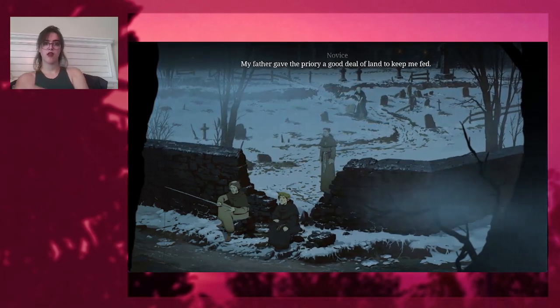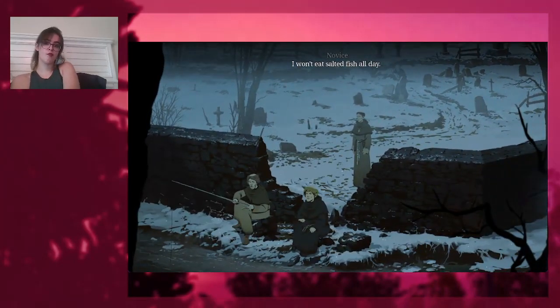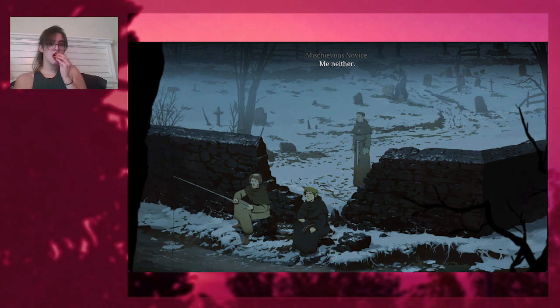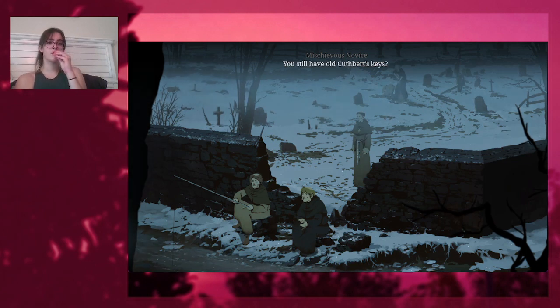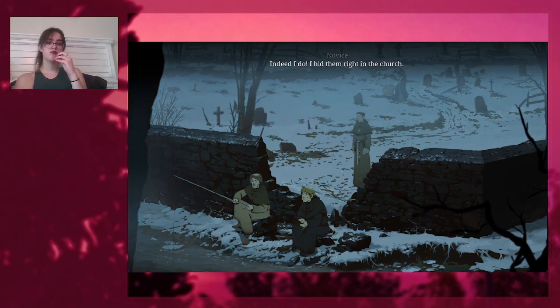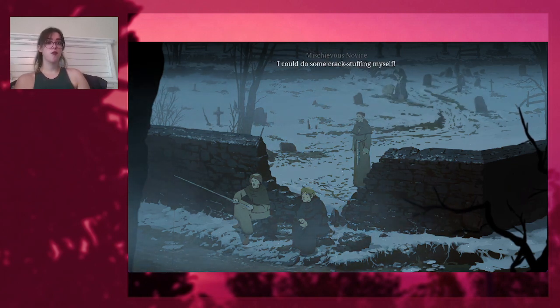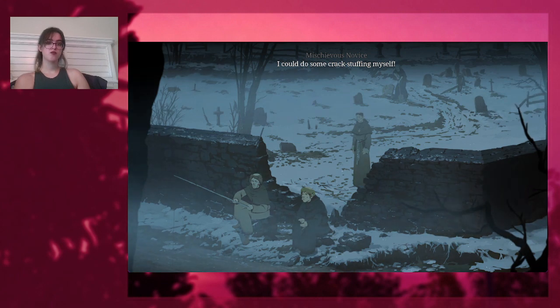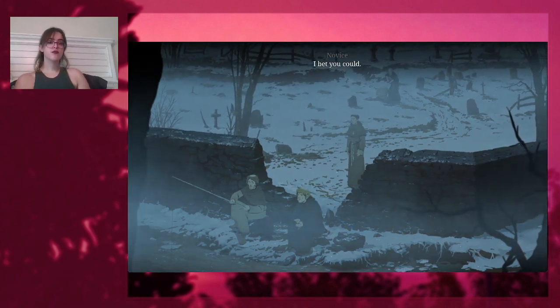My father gave the priory a good deal of land to keep me fed. I won't eat salted fish all day. Me neither. Shall we go into the cellar again tonight? Yes, Brother Marcus. You still have old Cuthbert's keys? Indeed I do. I hid them right in the church. Stuffed them in the large crack in the wall. I could do some crack stuffing myself. I bet you could.